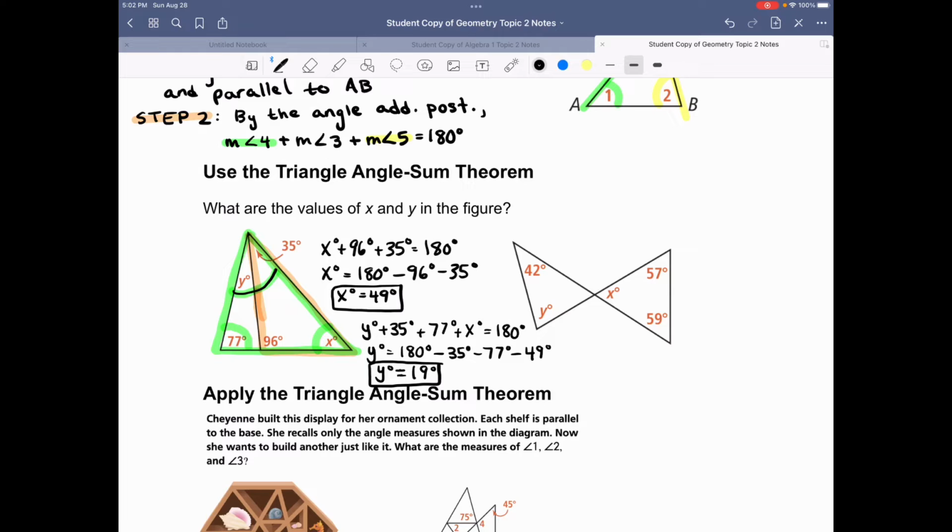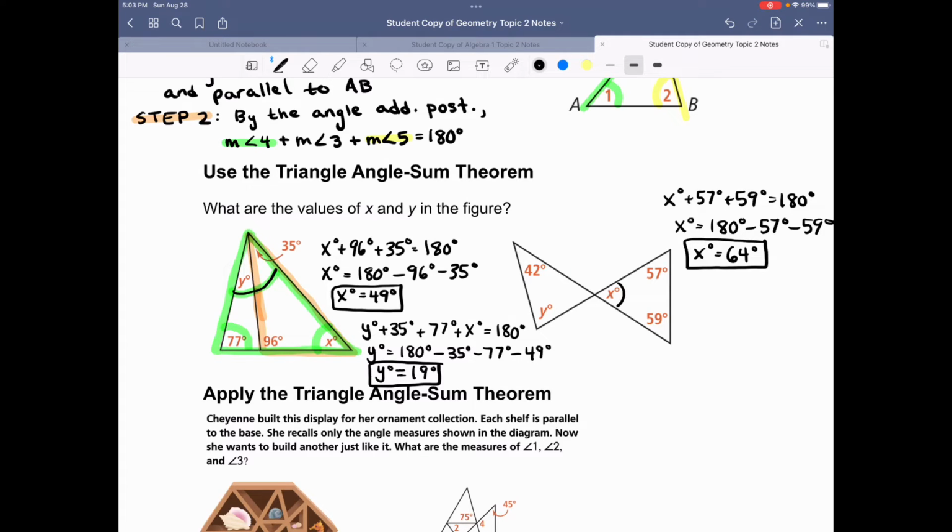All right, and let's go on to the next problem. Same thing, we're looking for x and y, what those equal. So we'll start with the x, and I'm going to say that x plus 57 plus 59 equals 180 degrees. So x equals 180 degrees minus 57 degrees and minus 59 degrees, which gives us x equaling, do that subtraction, 64 degrees.